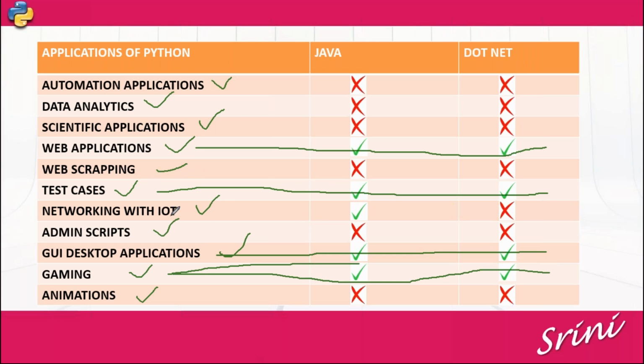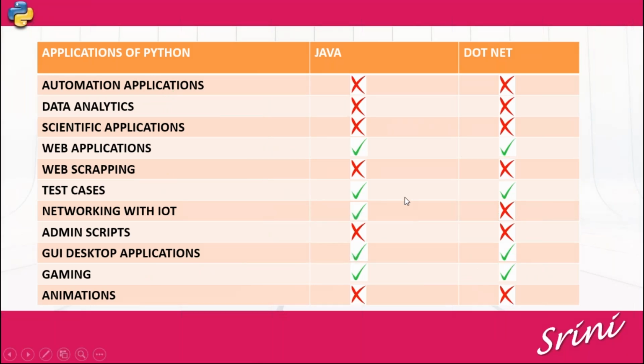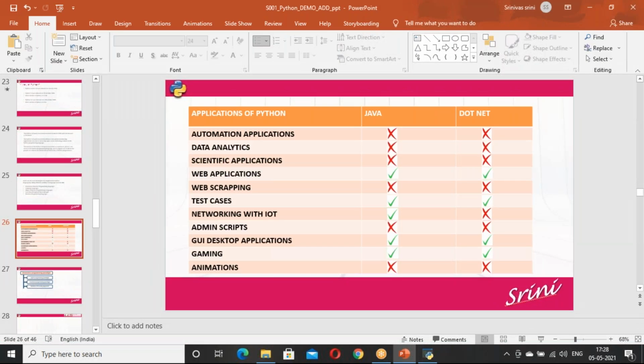But here you see, networking with IoT can be done by Java, but not .NET. So Python has more facilities than Java and .NET. But the one and only drawback identified as of now is that Python has not become really powerful on the mobile platform, in mobile application development. Of course, Python supports iOS. The Python interpreter can be installed on iOS, but not Android. Still, Python has not become a leader in mobile application development. But using web services, even Python services we are using on mobile also.